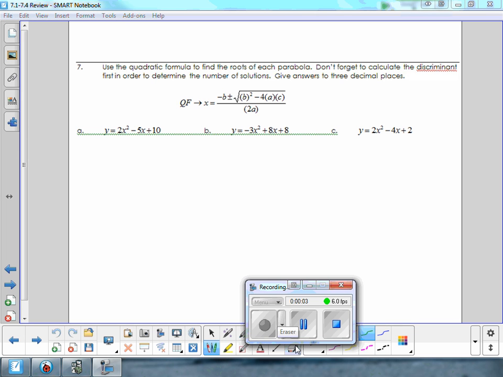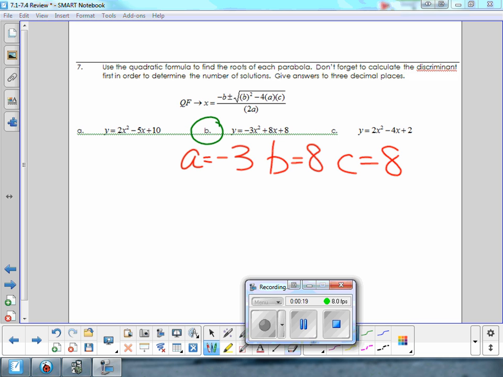7b. All right, we're going to use the quadratic formula here. And before we do anything, let's identify A, B, C. All right, so we're going to do the discriminant part first. B squared minus 4AC. This will tell us if the parabola has 1, 2, or 0 x-intercepts.